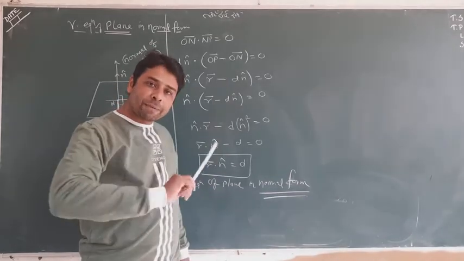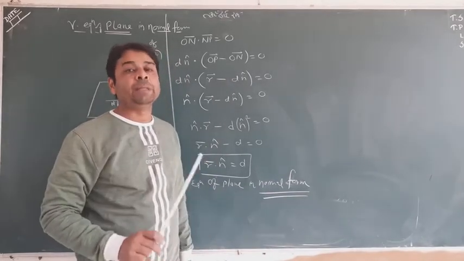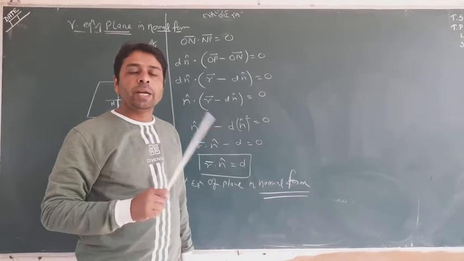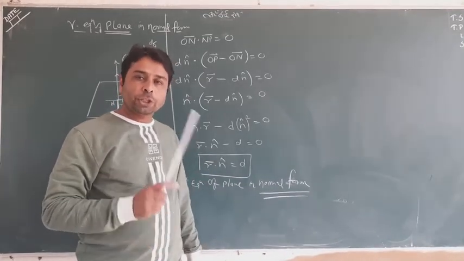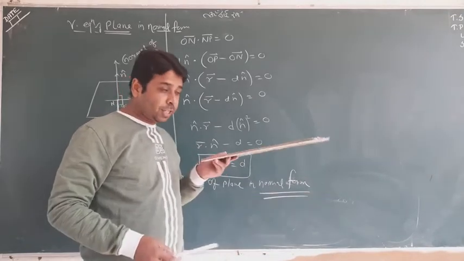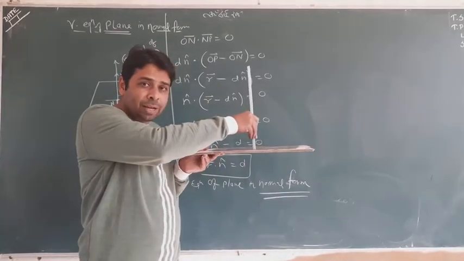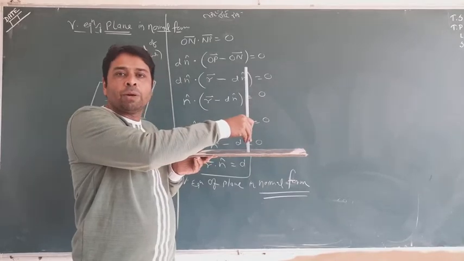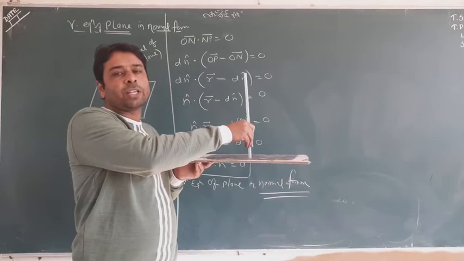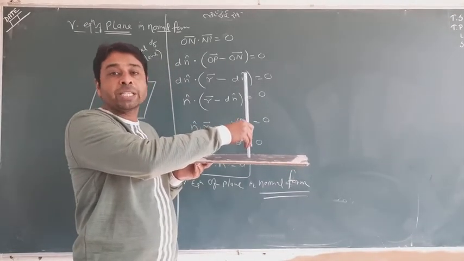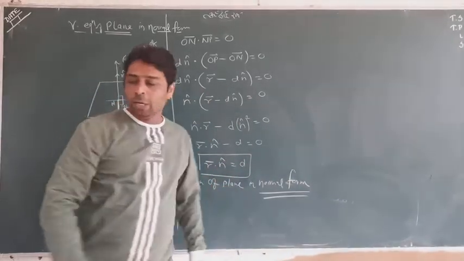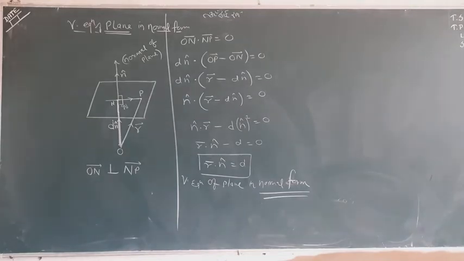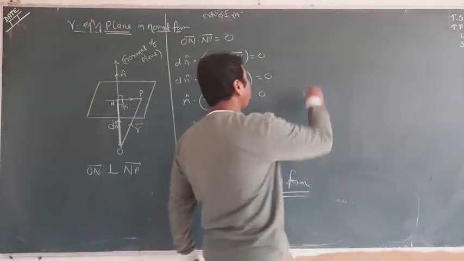N cap will never be given. You will be given n. What is n? It is the ratio vector, the ratio of the normal of the plane. This is the plane, this is the normal, and vector n will be taken in the direction of this particular normal, which contains the ratio of this normal. So if you know n, you can find out n cap. I think it is enough to speak about this. This is the normal form.